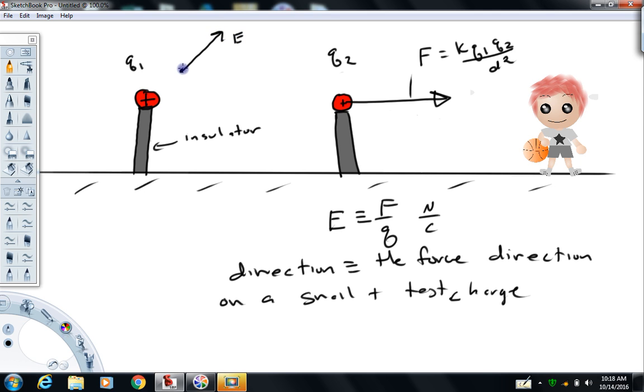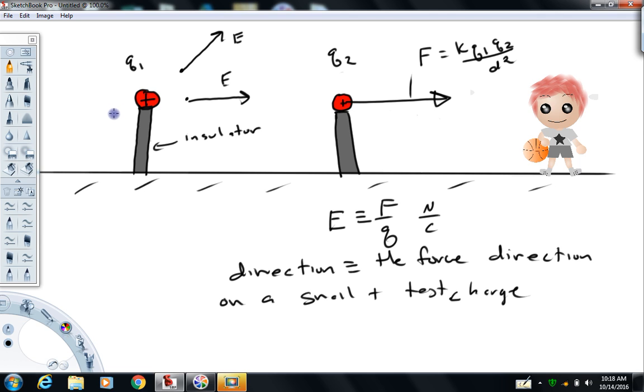And again, I'm getting that by asking myself, if I put a positive test charge right here, what would the force direction be on it? Because it would be a plus-plus situation, the force direction would be up and right, and therefore that's the electric field direction at that point. If I pick a point like right here, and I imagine putting a positive charge there, this guy would repel it, so the electric field direction would be this way, and so forth.